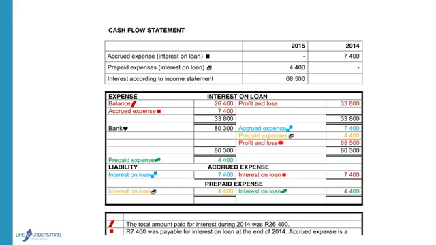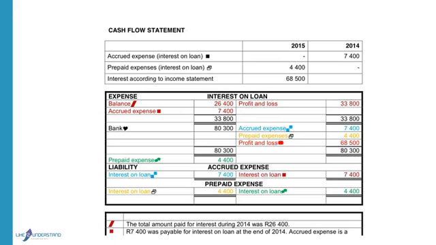Then the income statement is 68,500. So that is the total amount. If there was no accrued or no prepaid amounts, it is the amount that will be recorded in the income statement.